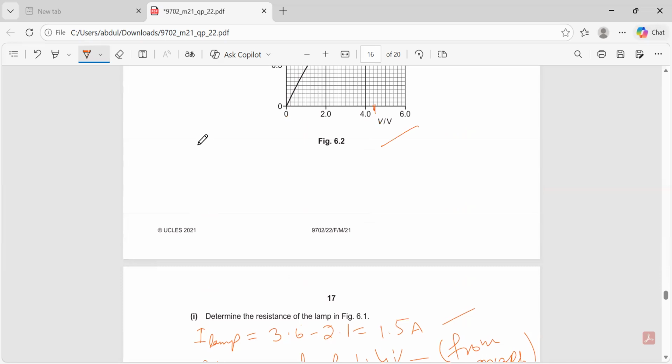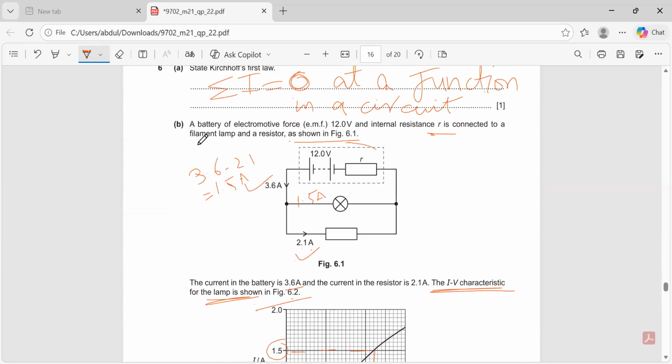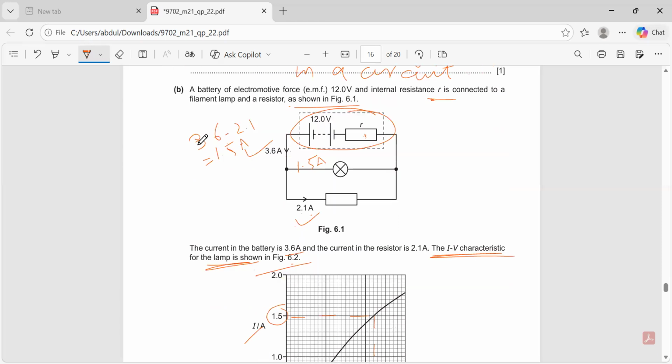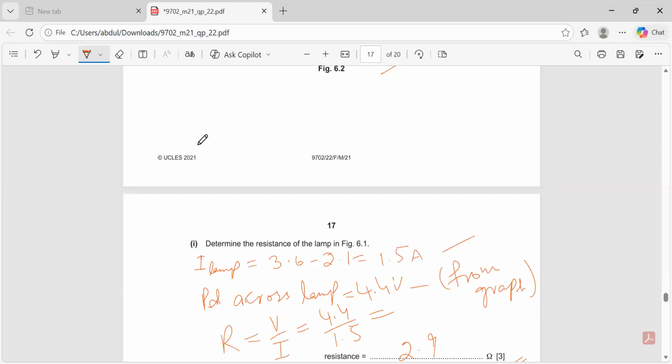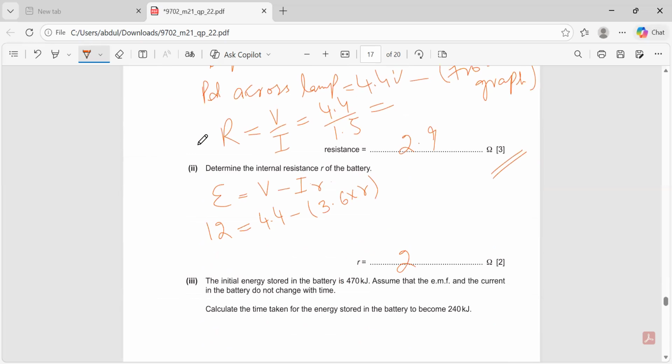Let's go back. In the diagram, see, the internal resistance is here. This internal resistance is in series with the battery. So whatever is the current in the battery, the same will be the current in the internal resistance, because it is connected in series, and in series the current stays the same through each component. So 3.6. When I simplify it for the internal resistance, I get the answer: r is 2.11 ohms.